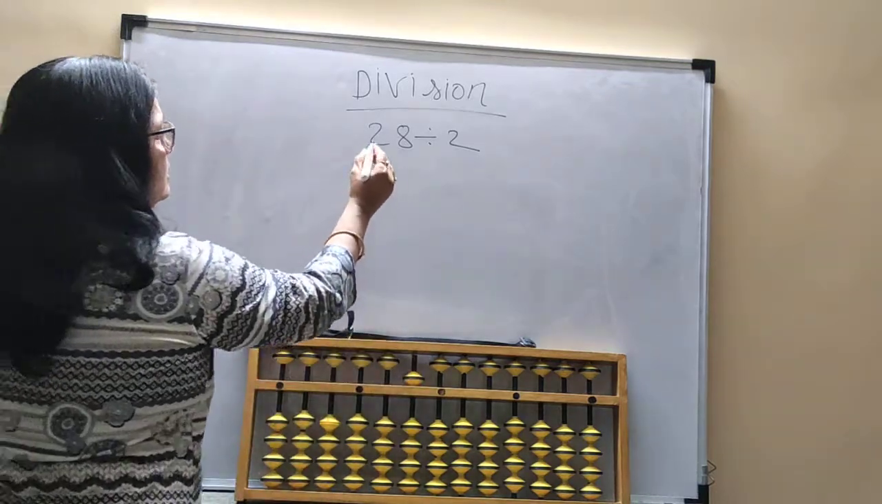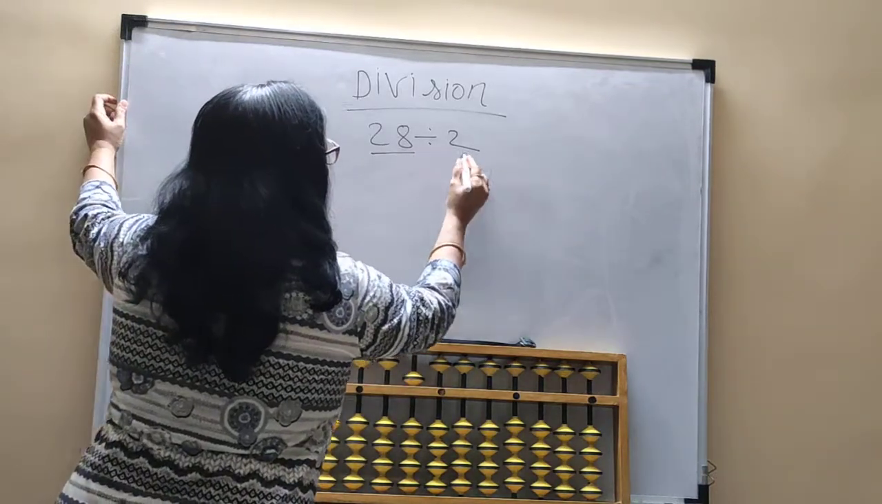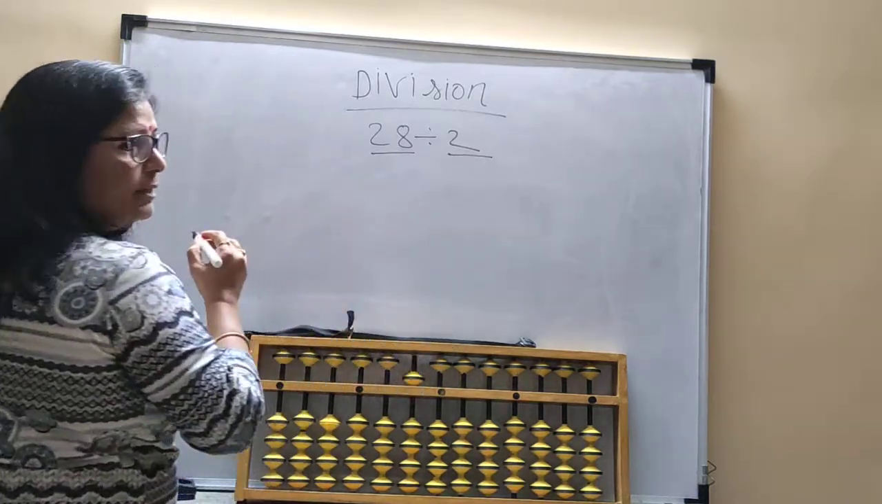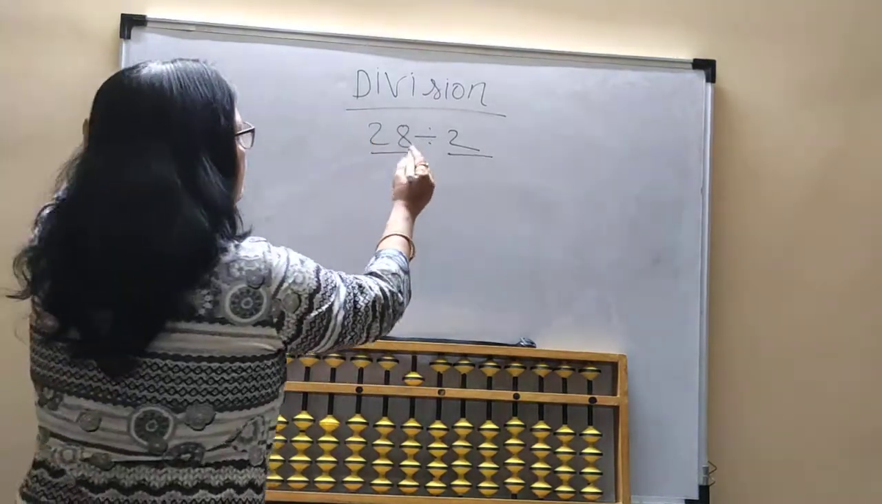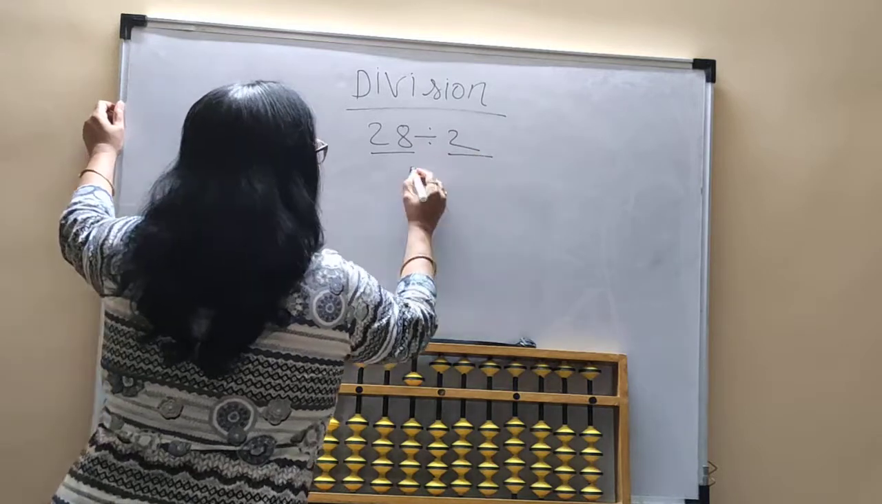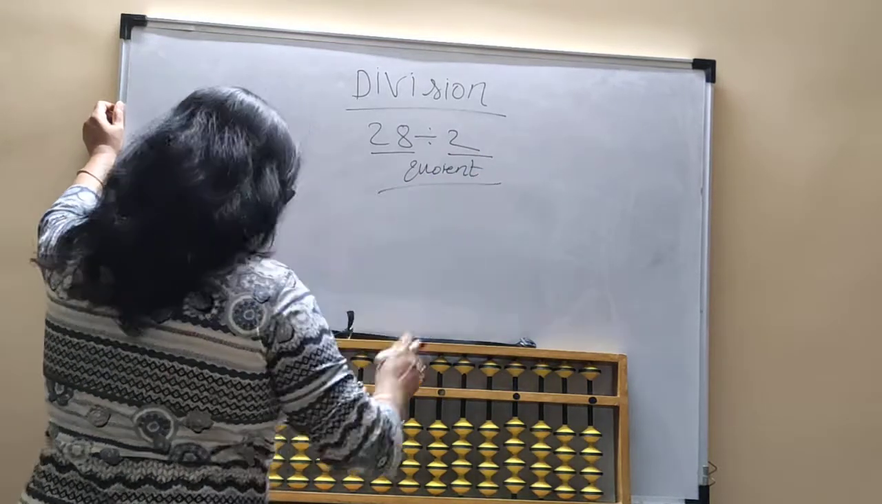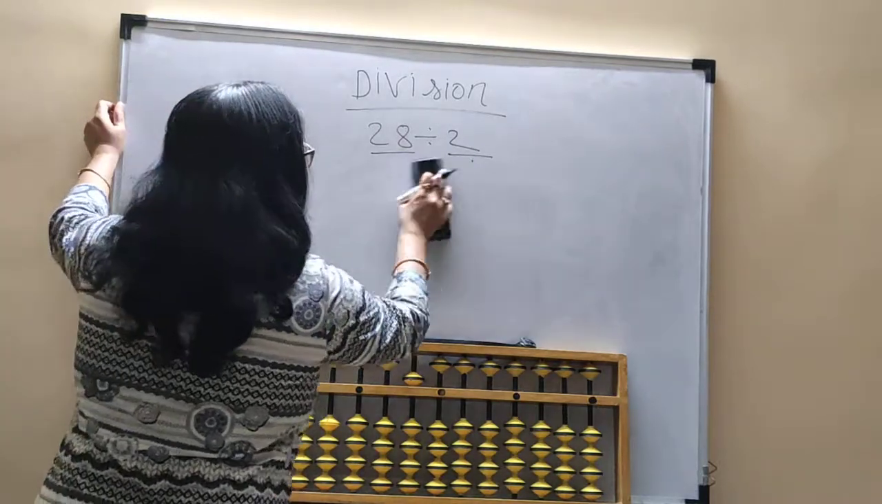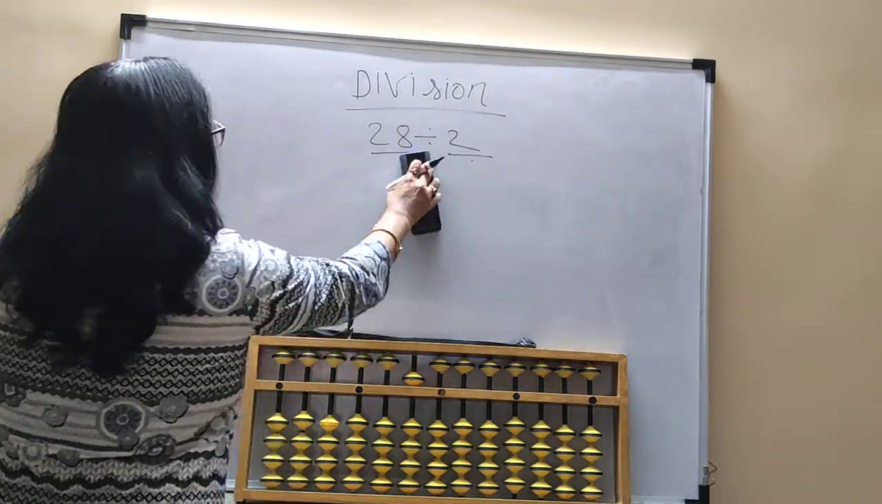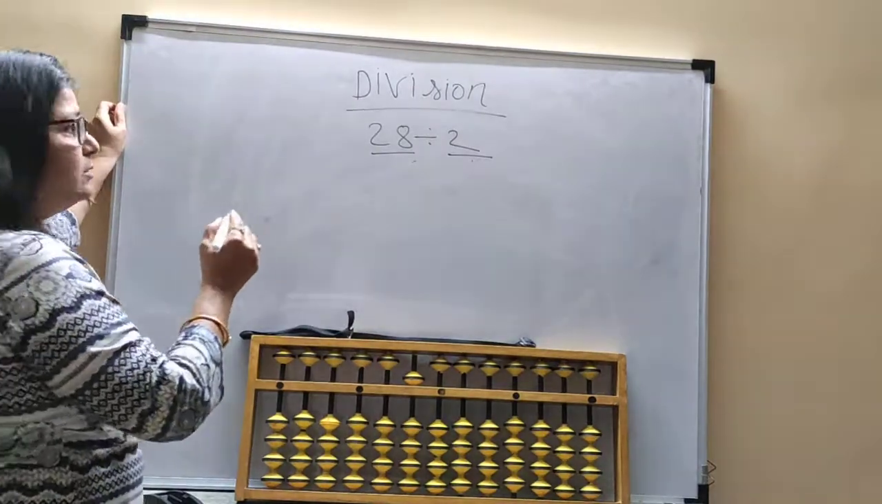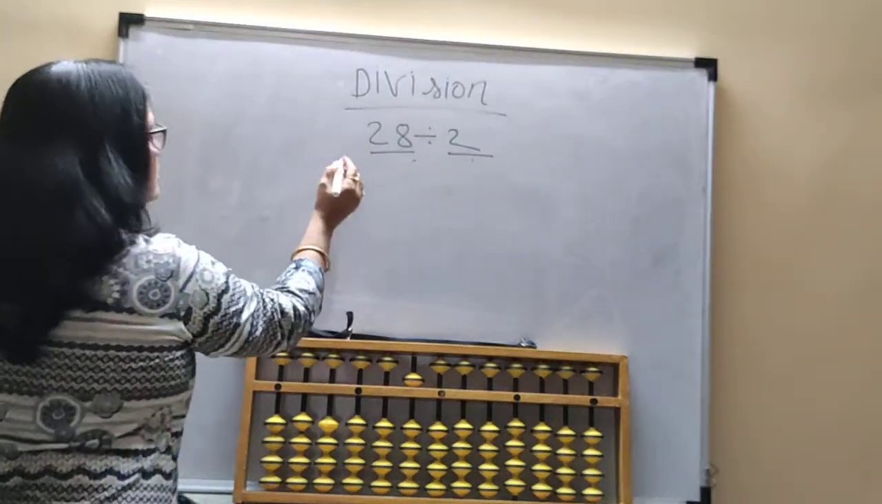First rule is, this is your dividend and this is your divisor, okay? You know it. And what is the answer? That is your quotient. Okay, now see, how to put the dividend on the abacus? That is the placement of dividend.